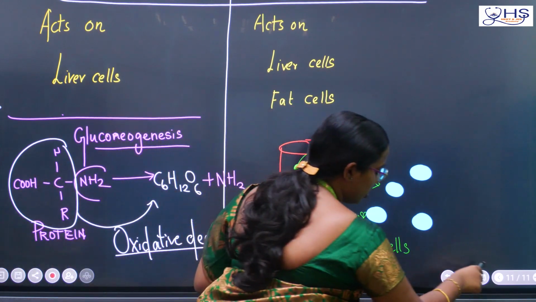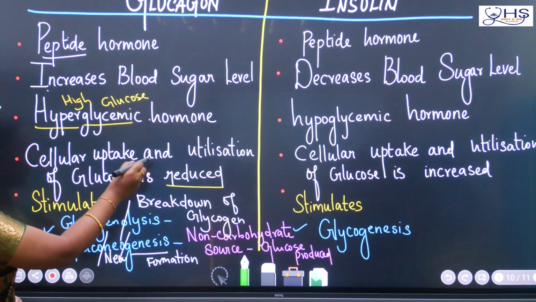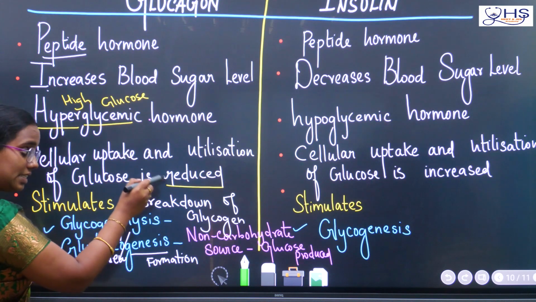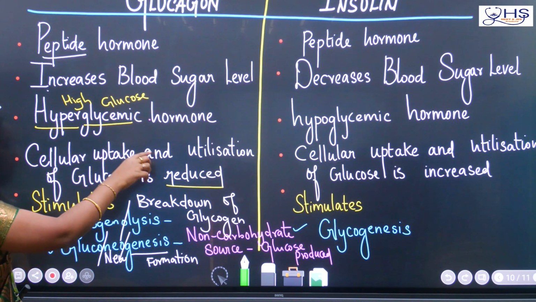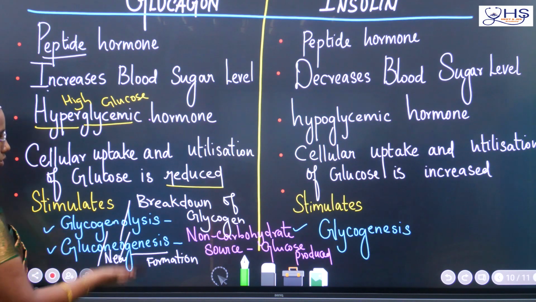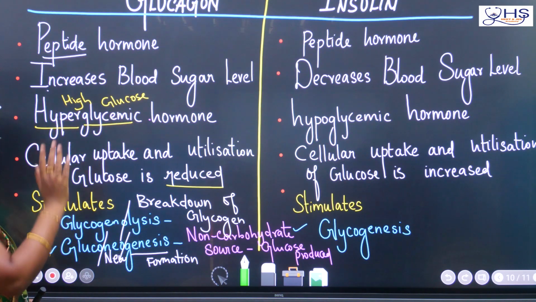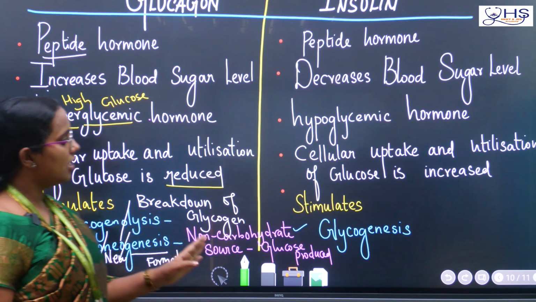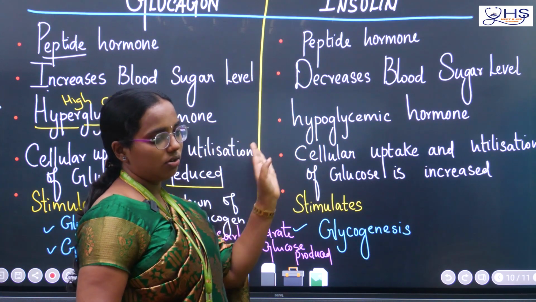But the hormone glucagon, you just check here, whether it increases or decreases the usage. See here, it is reduced. Cellular uptake and utilization of glucose is reduced. So, because it is reduced, the blood sugar level in circulation is high. Did you understand? Okay. Here you see, it's the opposite. These both are antagonistic hormones.